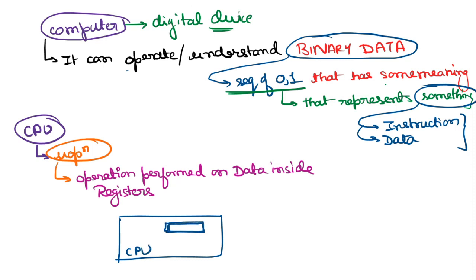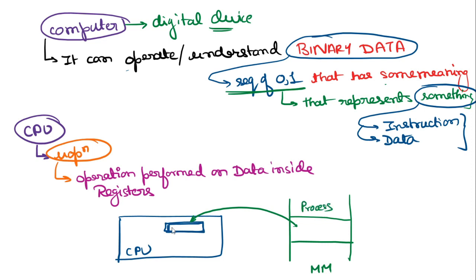Now we know that the CPU has registers, and these registers contain data from main memory. Whenever we want to put data into a register, we put the data that is already residing in main memory, within the process of a program. So this register will have either an instruction or data. Therefore, micro operation will be performed on either instruction or data. Therefore, we can say a computer can only operate on or understand instruction and data. I think this is clear.